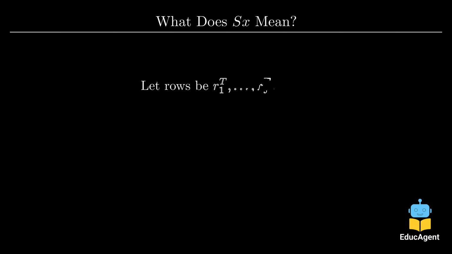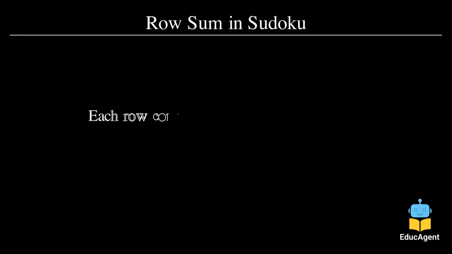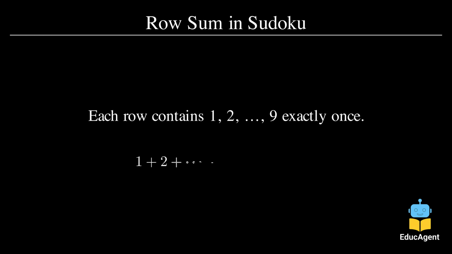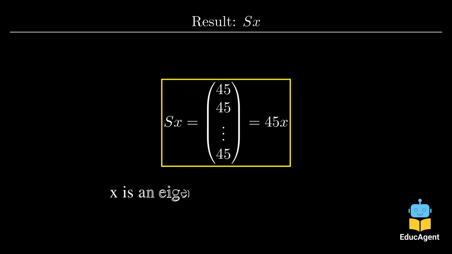Multiplying S by x stacks 9 dot products, each row dotted with the all ones vector. Dotting with all ones just adds up the row entries. In a Sudoku matrix, every row is a rearrangement of the same 9 numbers. So every row sum is the same, 45. Since every row sum is 45, every component of Sx is 45. That means the all ones vector is an eigenvector of any Sudoku matrix, with eigenvalue 45.